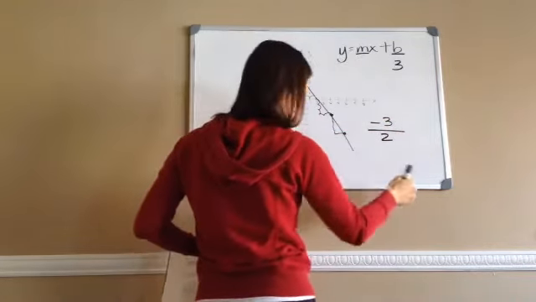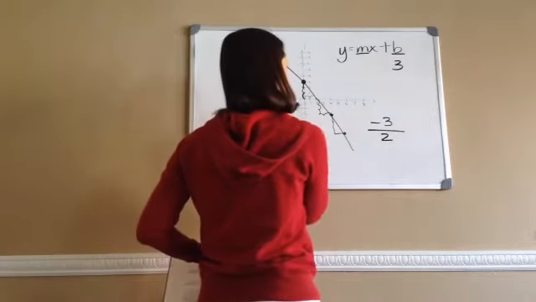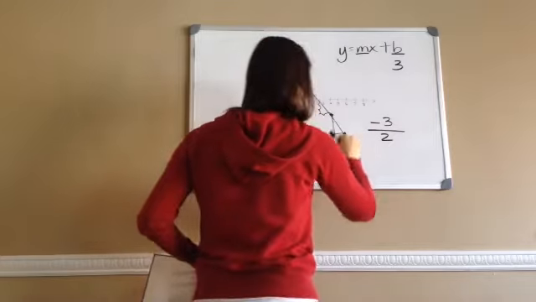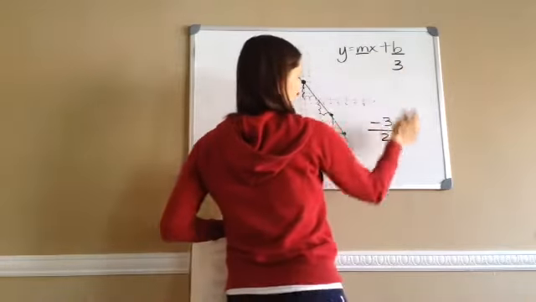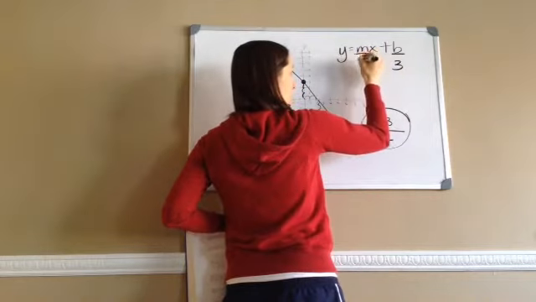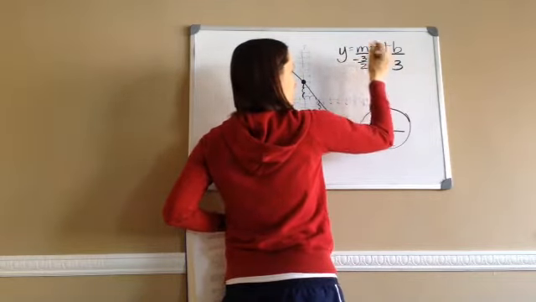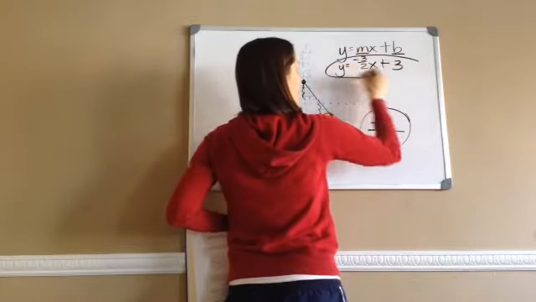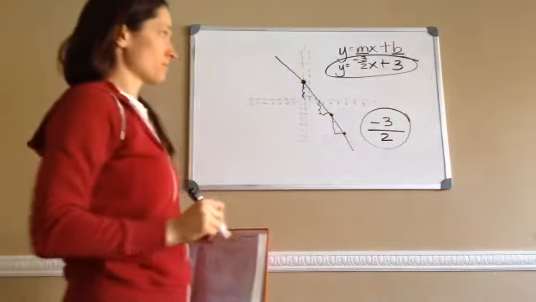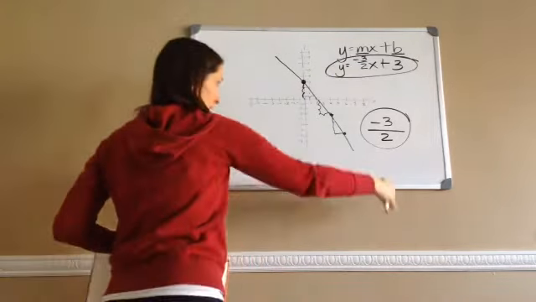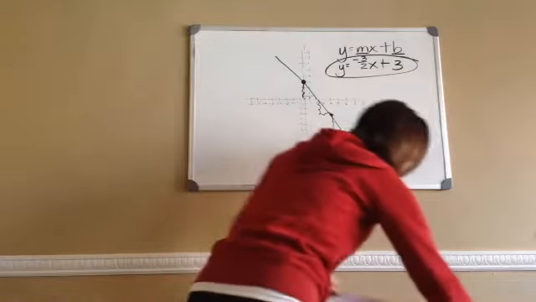Each time I'm falling 3 and running 2 to the right. So I'm falling 3 over 2, falling 3 over 2, falling 3 over 2. So guess what my slope is? Negative 3 over 2. Where this m is, I put negative 3 over 2. And then I just add my x plus and my y equals. And this becomes my slope-intercept form answer for this line. Hopefully that makes sense.